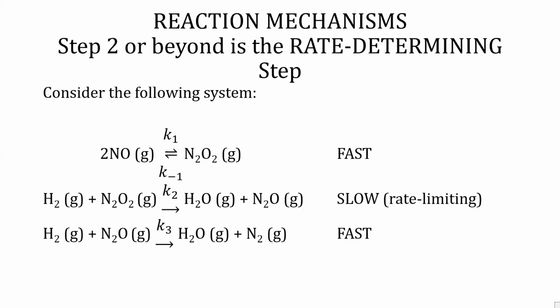Let's look at an example. Consider the following system. The first step of this mechanism is two gaseous NO molecules in equilibrium forming gaseous N2O2, which is a fast initial step. The second step is gaseous H2 reacting with gaseous N2O2, forming gaseous H2O and gaseous N2O, which is the rate determining or slow step. The third step is gaseous H2 reacting with gaseous N2O, forming gaseous H2O and gaseous N2, which is a fast step in this mechanism.